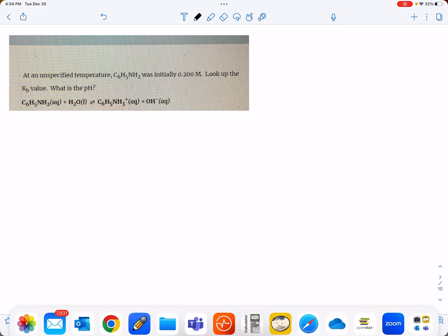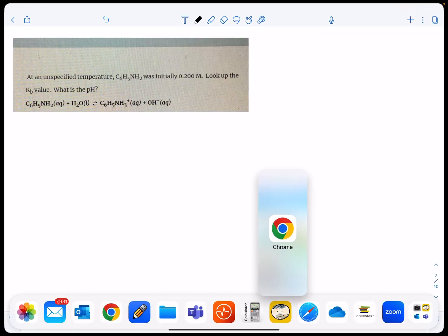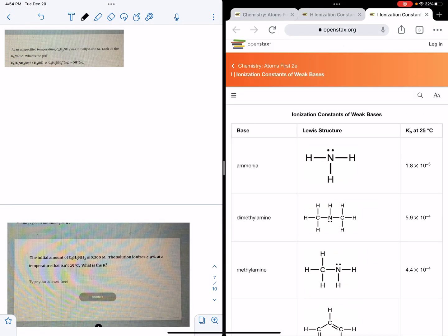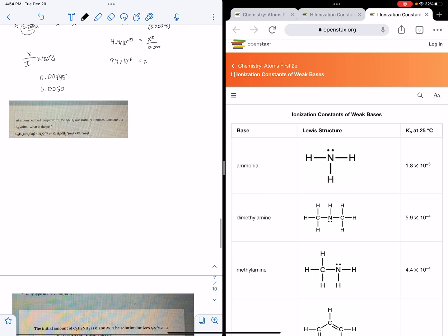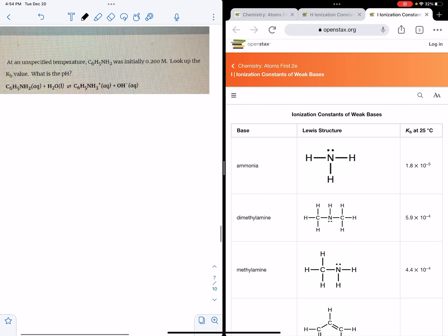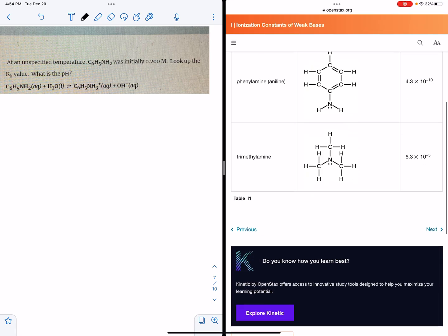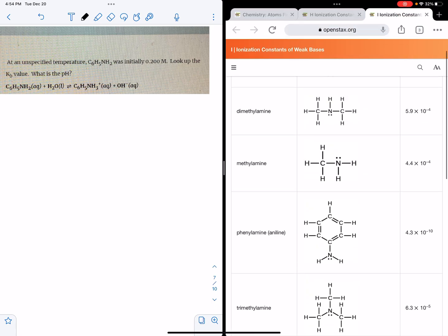All right, so before I can solve the problem, I've got to look at my KB. So I've got, this is my acid one. There's my KB one. So we're looking up the KB value for this C6H5NH2. Let's see. All right, it's actually this one, this phenylamine.